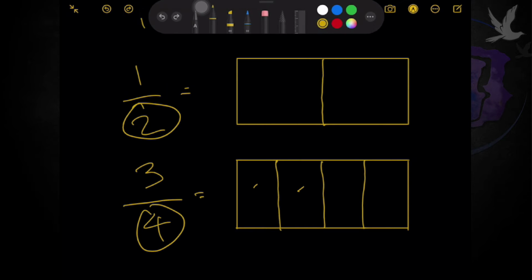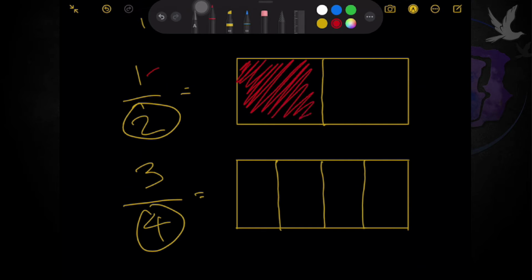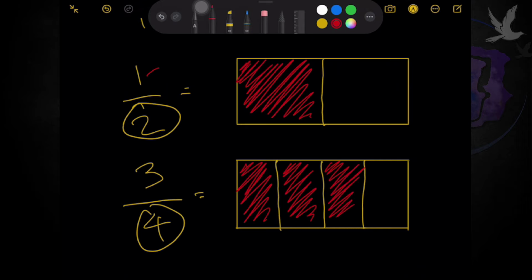Now, all you need to do now is to shade. Shade lang tayo. We just need to shade 1 out of 2. We have our numerator as 1, so which means you should only shade one part. And we have 3/4. You should shade 3 out of 4. So if you notice, which represents a greater value, no? A greater fraction. Ano yung mas malaki in terms of space?